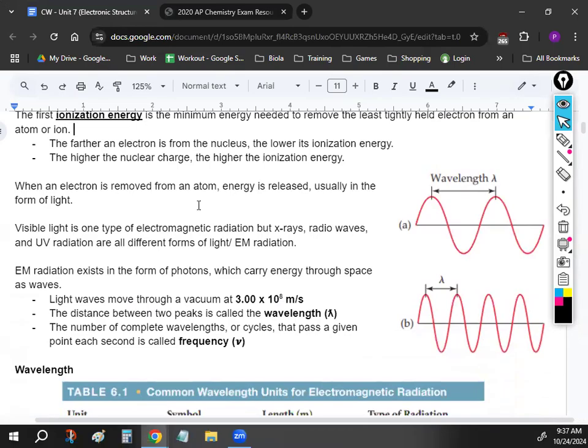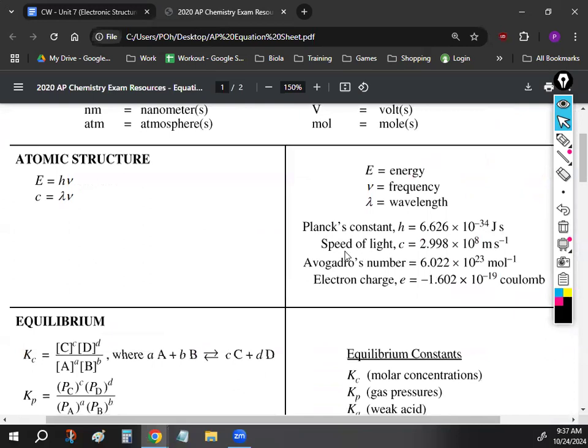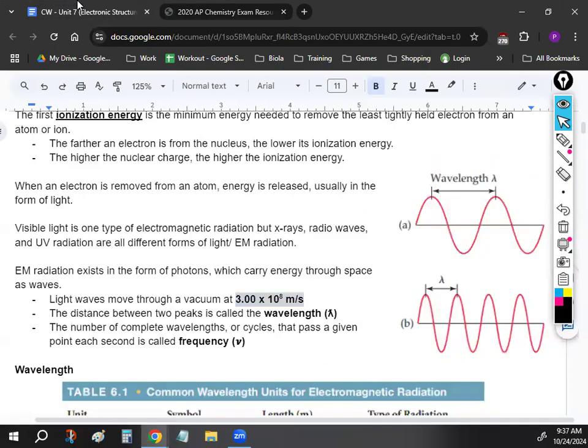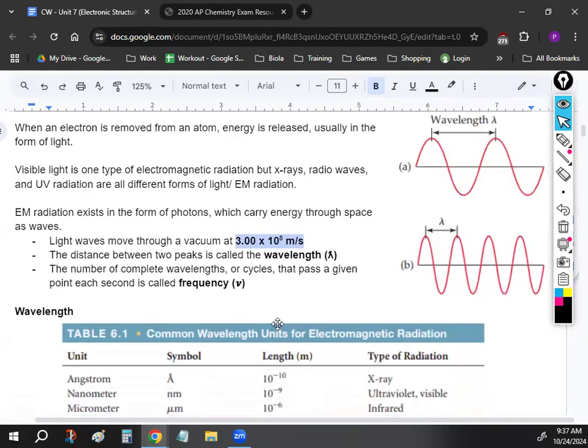All right, so light has a couple properties that we need to talk about. The first property is that light has a constant speed. It's 3 times 10 to the 8 meters per second, and that's actually on your AP equation sheet. Speed of light, c, is 2.998, but you can just round it to 3. So c is 3 times 10 to the 8 meters per second. Light always moves through a vacuum at that speed. You might be familiar with E equals mc squared. That's the same c as this one right here.